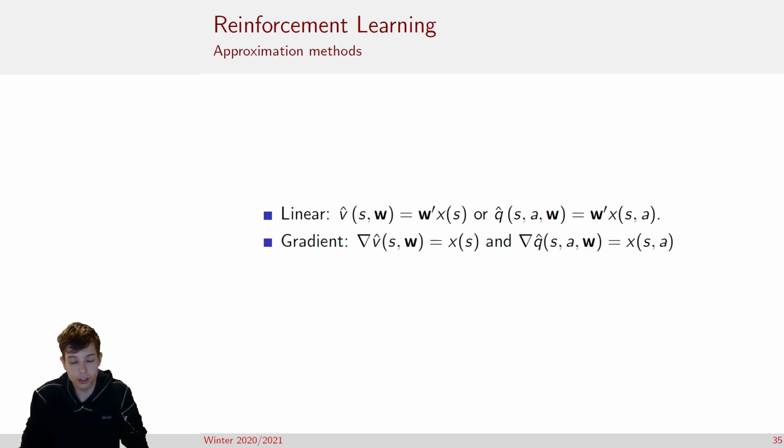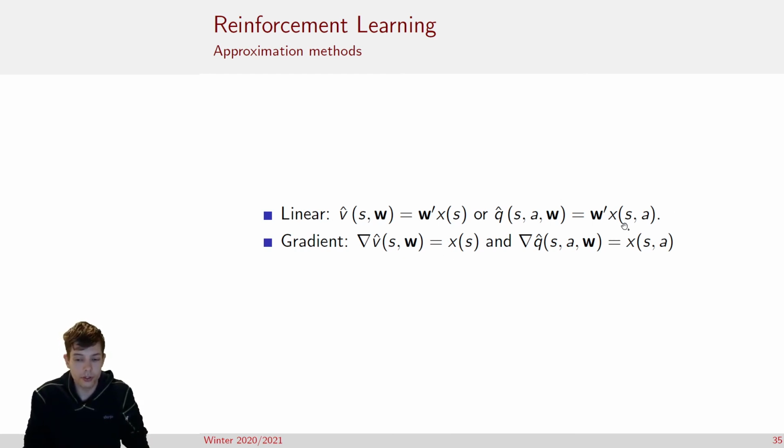So the simplest one is, of course, a linear approximation. And in this case, that's what we just did in Jane's car rental, where we had the weights vector multiplied with our features. In this case, the features were just the states. So very basic, more or less the simplest approximation method. And then, of course, the gradient of that one would be just the features that we derived from the states.